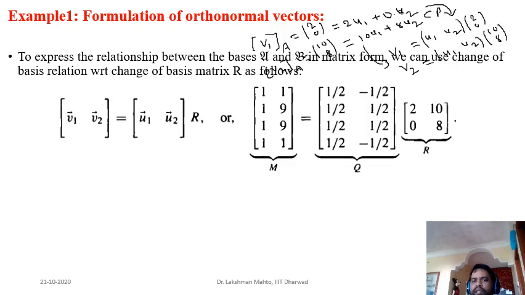Now if you further want to give a matrix representation of these two, it comes like this. You first take v1, and second you take V2. So here this matrix is common in both V1 and V2. So what is that matrix?